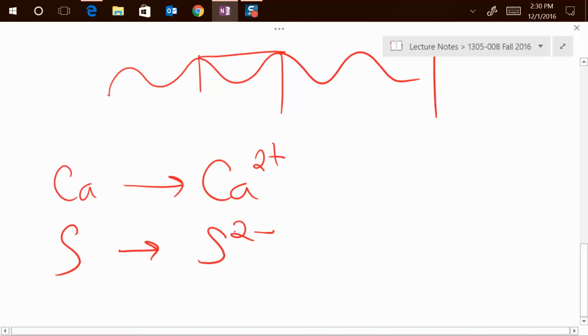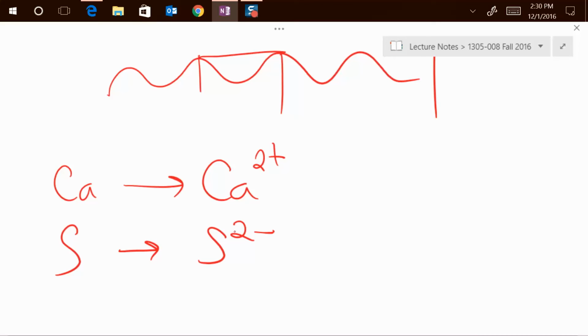It's going to become S2 minus because it has 6, it wants 8. It's going to gain 2. So sulfur is also going to become like who? Argon. Calcium is going to become like argon. Phosphorus is going to become like... potassium is going to become like... That's where they're going to get to.